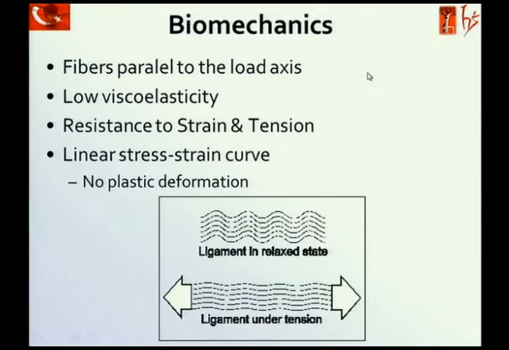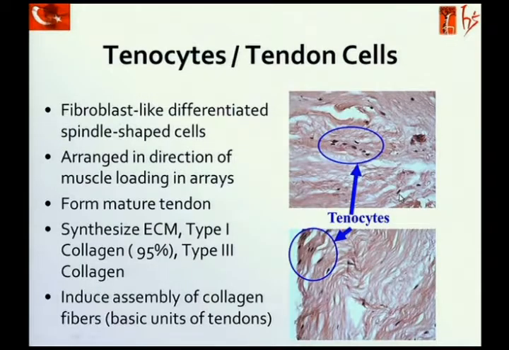Biomechanically, fibers are parallel to the load axis, with low viscoelasticity, resistant to strain and tension, a linear strain curve, no plastic deformation. If there is a plastic deformation, this is where ligament degeneration starts. And this is the ligament relaxation stage. This is the ligament under tension. In the normal position, the isometricity can be seen after the trauma in the ligament. If there is no isometricity, you should think that there is a degeneration of the ligament.